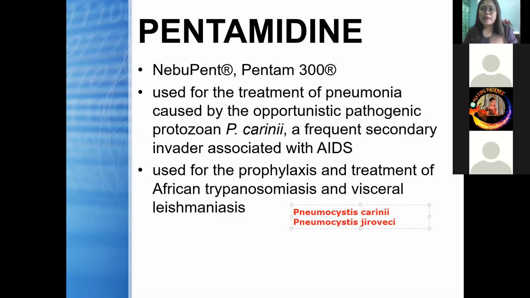But aside from that, pentamidine can also be used as prophylaxis. What do you mean by prophylaxis? It's for prevention. So the same thing, prevention and treatment of African trypanosomiasis and visceral leishmaniasis. African trypanosomiasis is caused by Trypanosoma brucei. In pharma, there are two of them, Trypanosoma cruzi and Trypanosoma brucei.